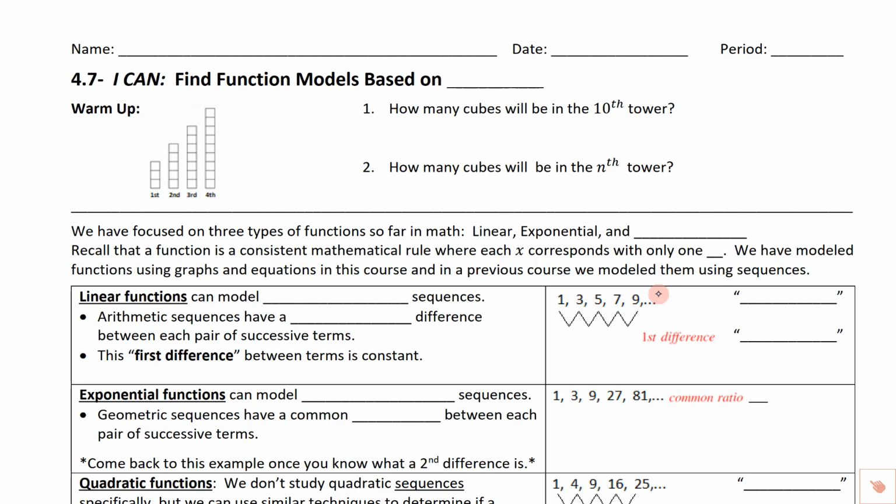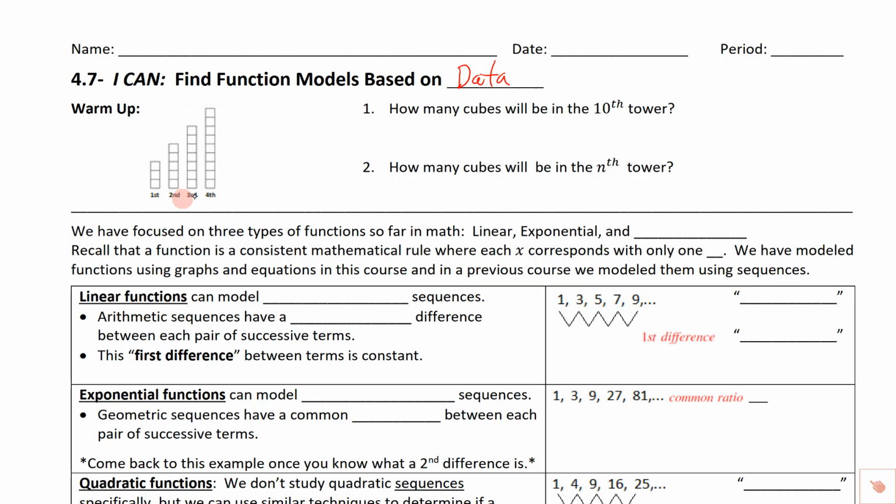Okay, this is section 4.7. The I can statement, or the objective for today's lesson, is going to be find a function model based on data. So we'll write the word data right here. So that's what we want to do. We want to take some data and figure out, hey, what's the best mathematical model that I could come up with for this? So in the warm-up, we've got a little picture right here.